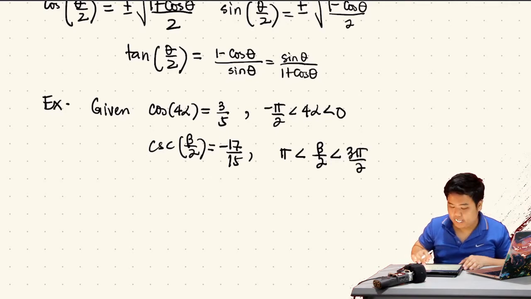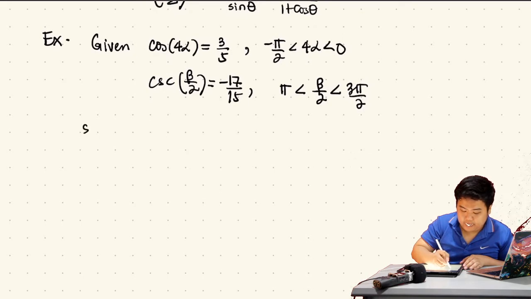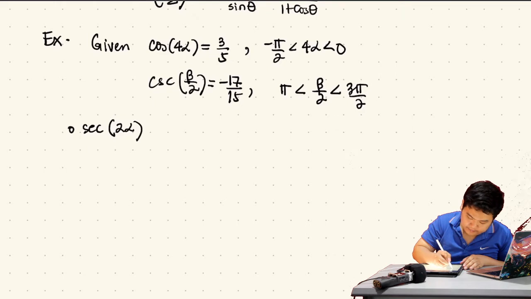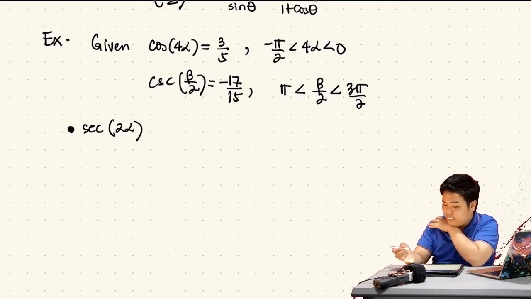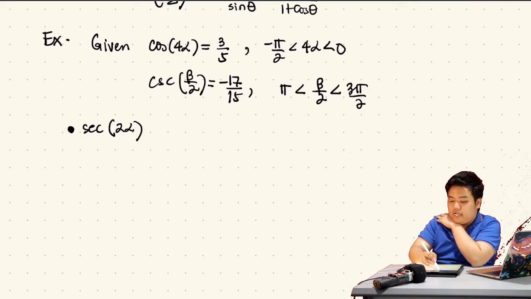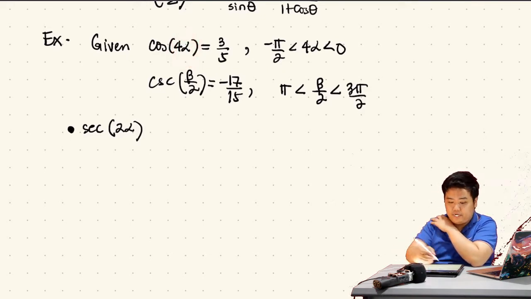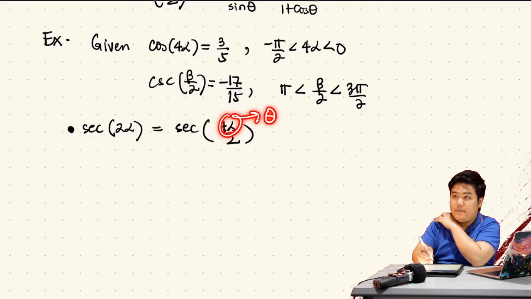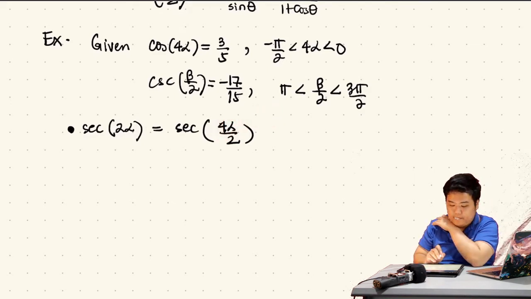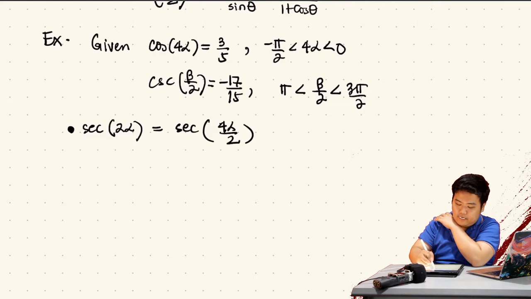So, we want to find... dalawa yung tanong niya. Una, secant 2 alpha. Okay. So, titignan nyo ano yung binigay sa'yo. Okay, naka 4 alpha. So, parang half nun. So, this is equal to secant 4 alpha over 2. Kumbaga, ito yung theta natin. Okay? Dun sa formula. And secant is 1 over cosine.